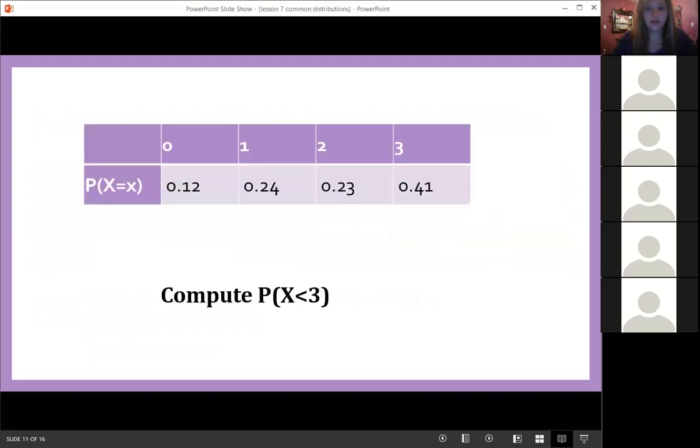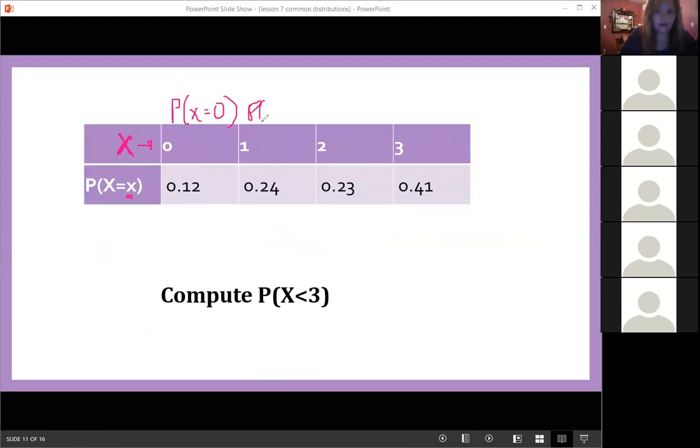All right, so I gave you a table here. This is the probability that X equals x. Some people get confused by this in other semesters: these are my X's here in this top row. So we're saying the probability that our number of successes is whatever this X is. It's like the probability that X equals 0, the probability that X equals 1, and so on and so forth.